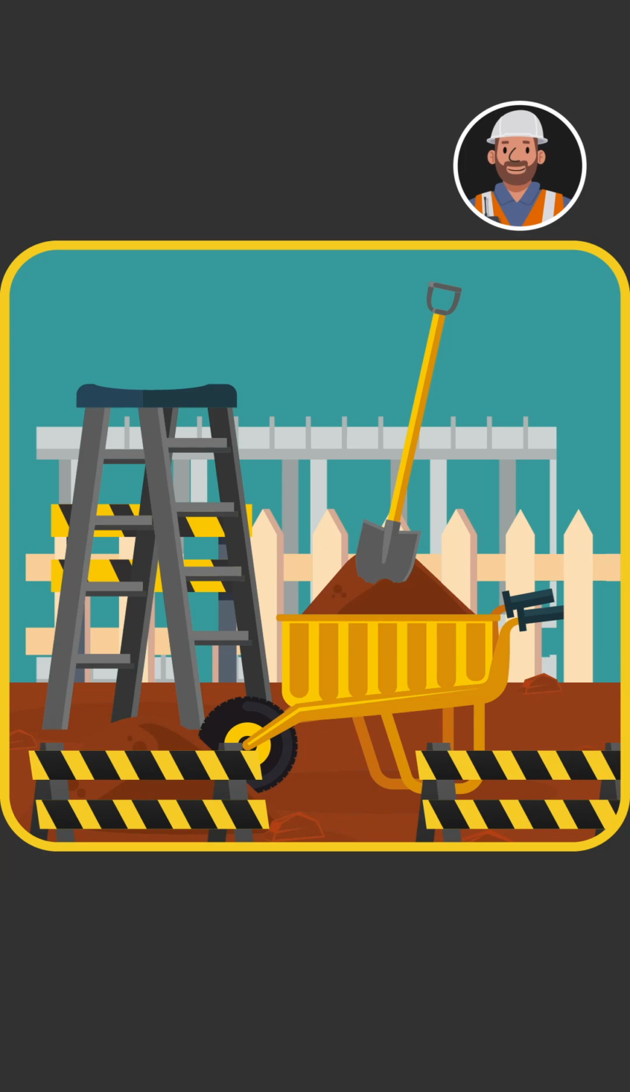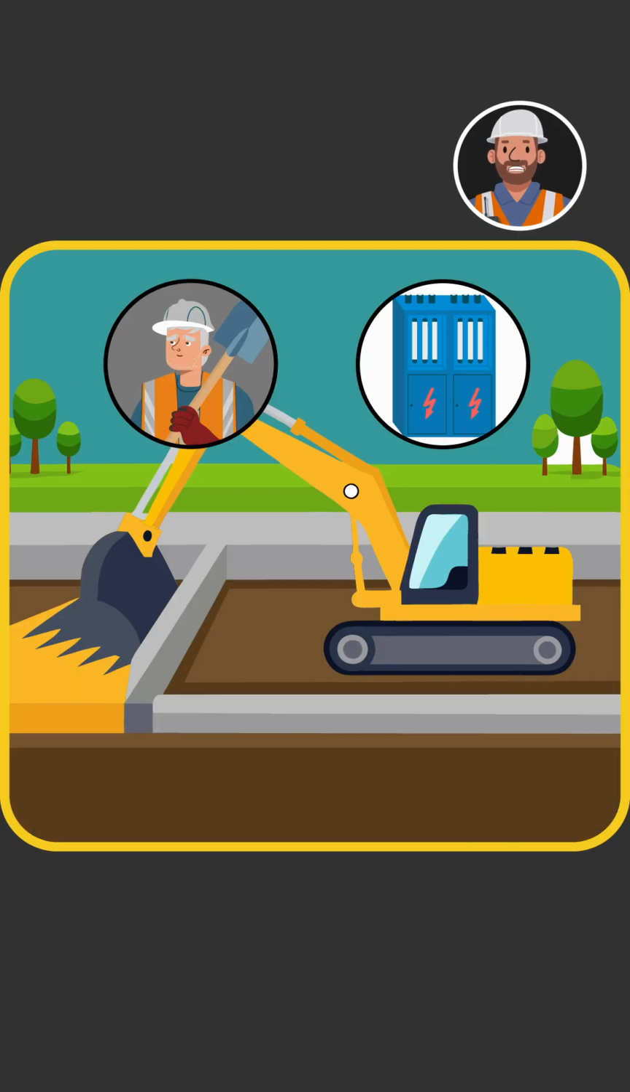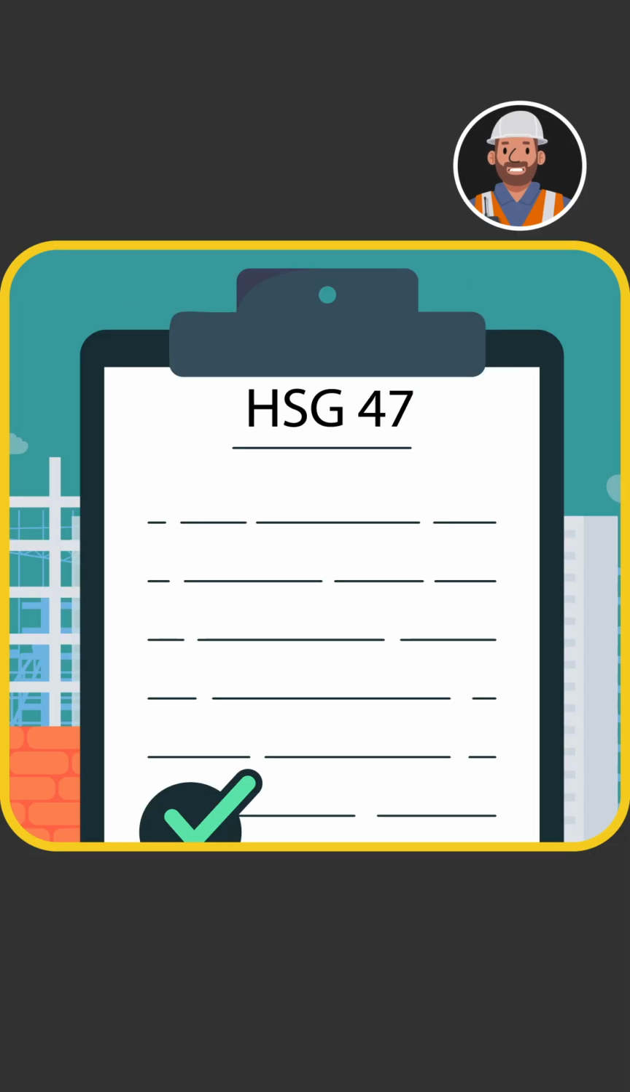Every year, many people are injured while excavating around buried services, both known and unknown. These accidents can lead to severe consequences, not only for individuals, but also for infrastructure. Following safe digging procedures, as outlined in HSG 47, and relevant training is essential to avoid these risks.